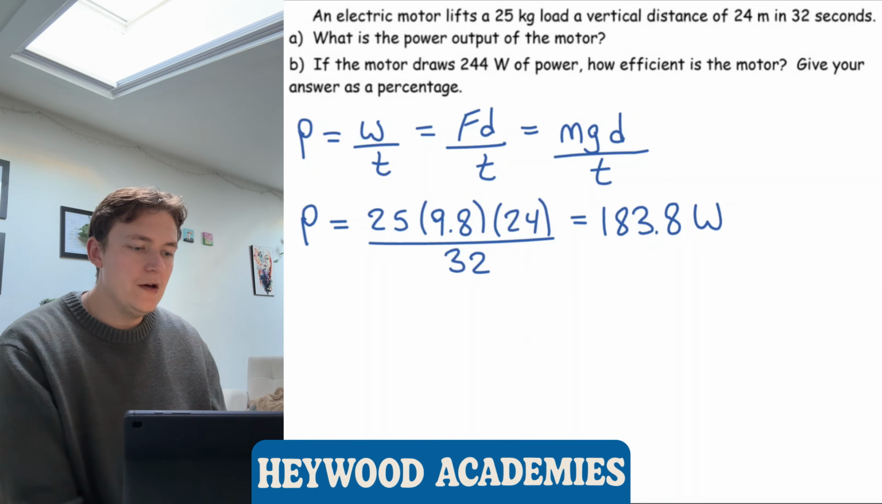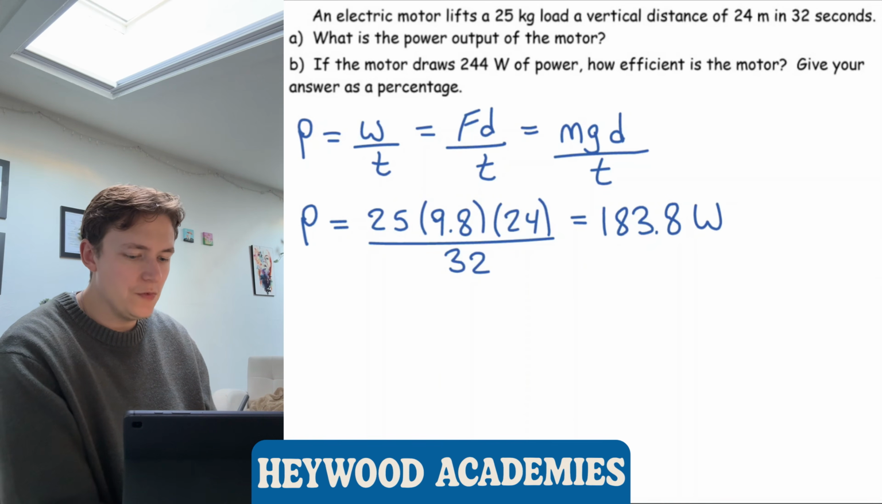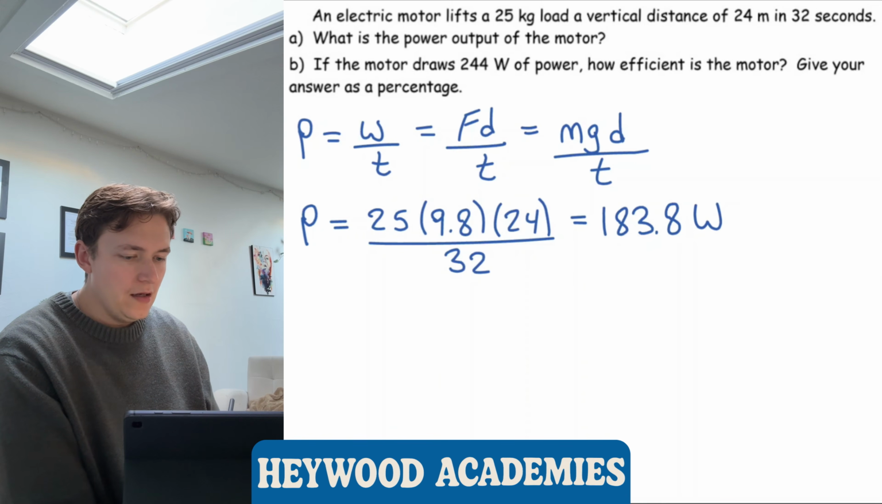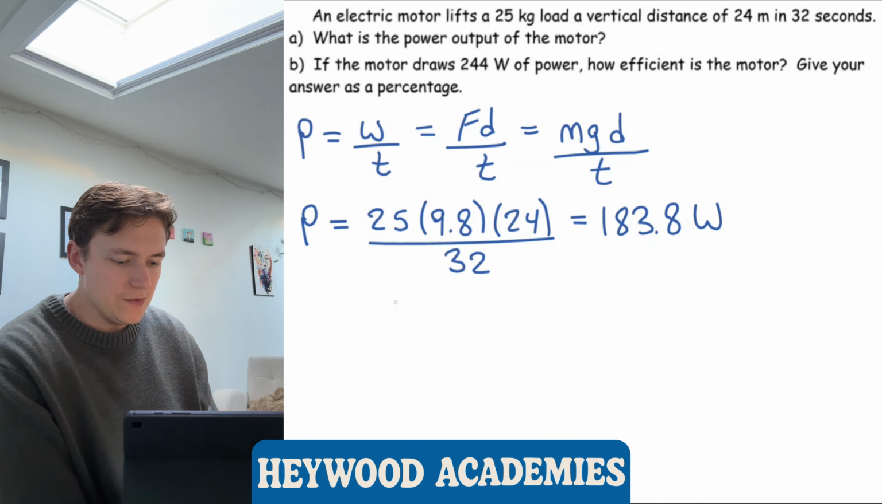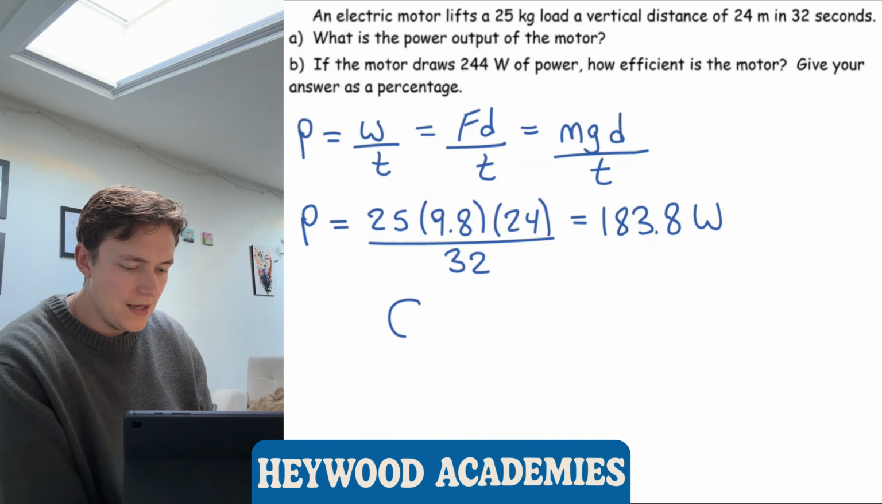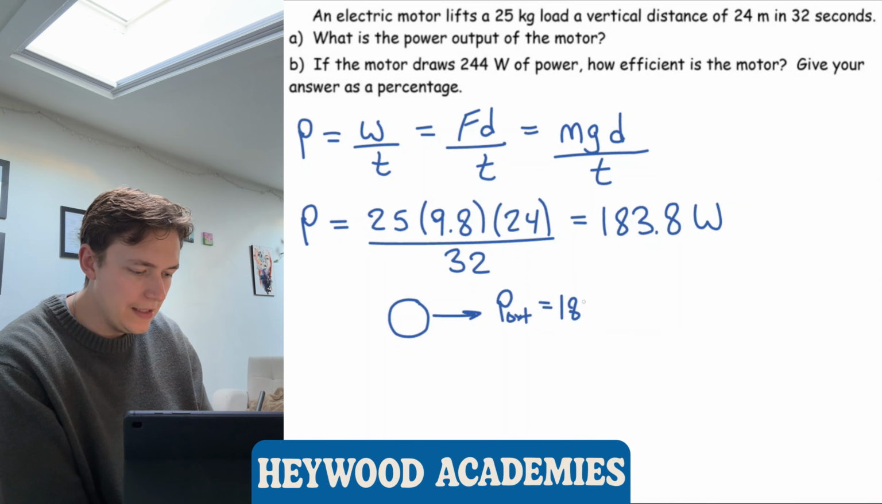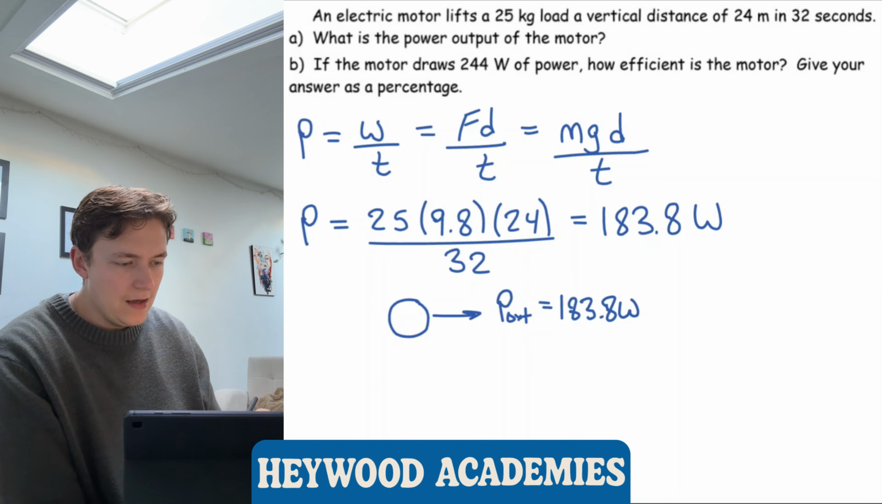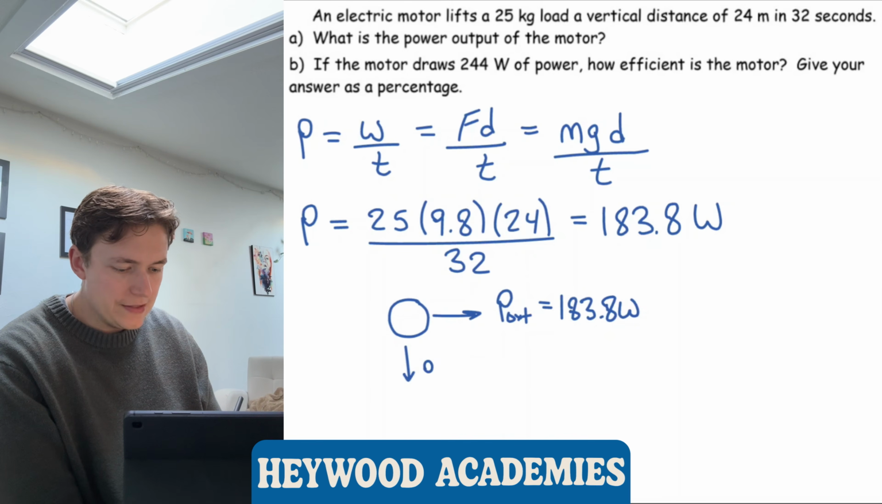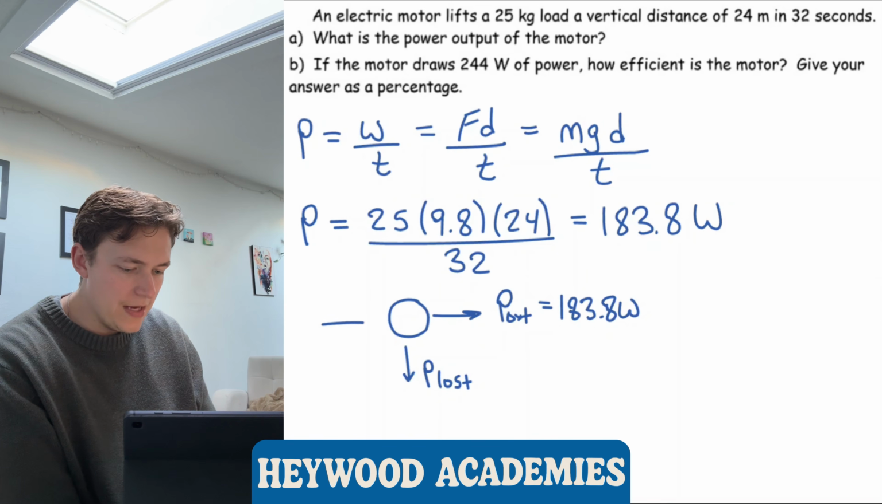Now for the second part, we want to know the efficiency. So we can use one of our equations for efficiency. I always like to draw a little picture when we do this as well. Sometimes I call this an energy diagram. So we said that the power out that we're getting, that's what we just calculated, that 183.8. That's the useful amount of power that we got out of this motor. Then some of the power is going to be lost. We're not sure how much of that is. And then to make up for both of those, we've got to supply a certain amount of power to the motor.